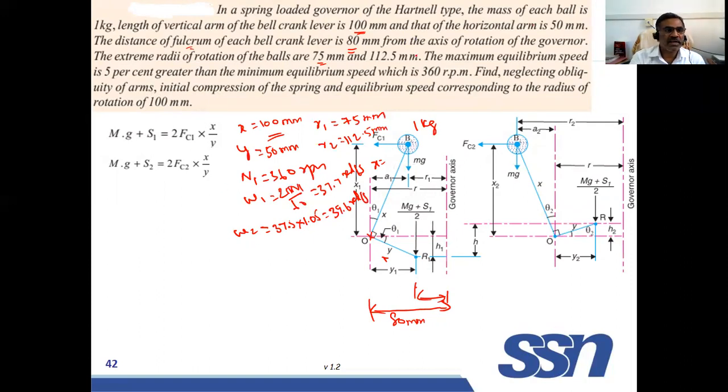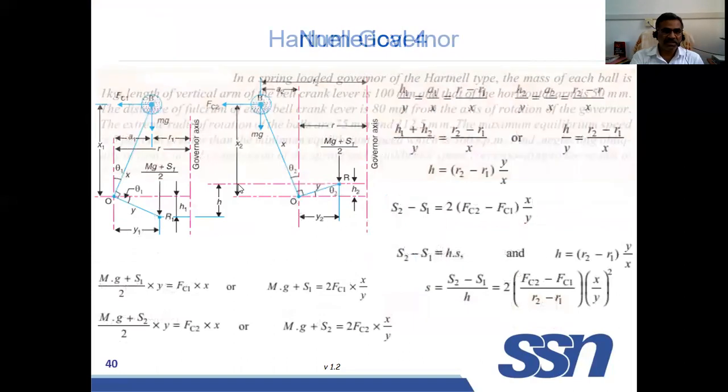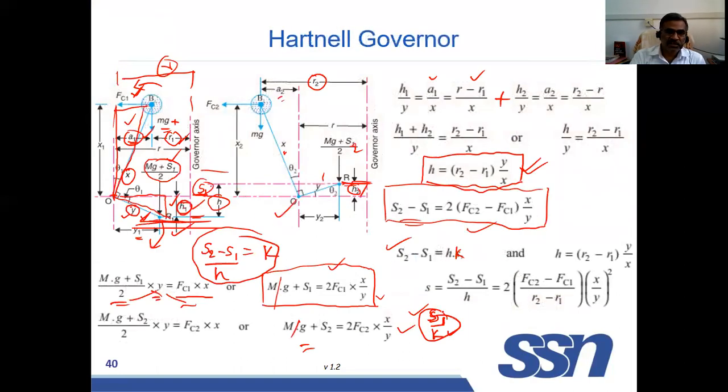And we have to find, neglecting the obliquity of the arm, the initial compression of the spring. Already you have seen what the initial compression is. Initial compression is S1 by K. So we have to find all those things. If you want to find K, we need to find S2, S1, H. Then you can find the value of K. After finding the value of K, you can find the initial compression. So for that, you have to write these equations.